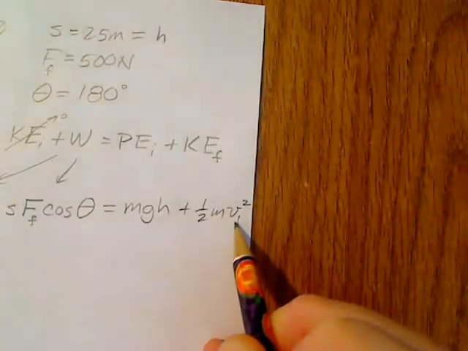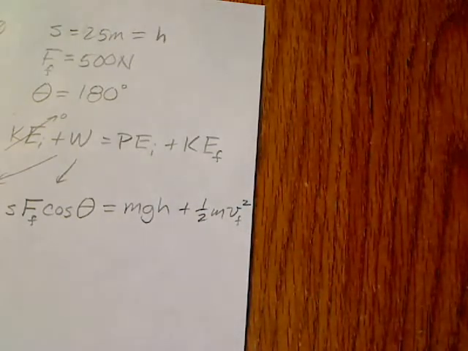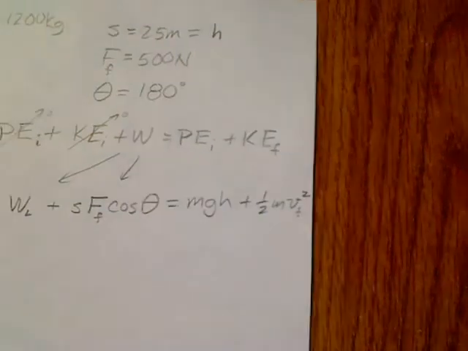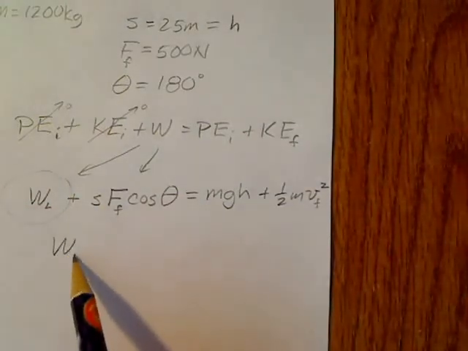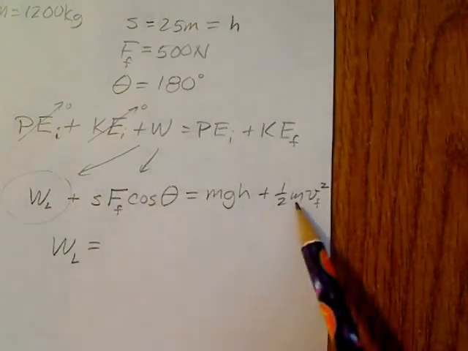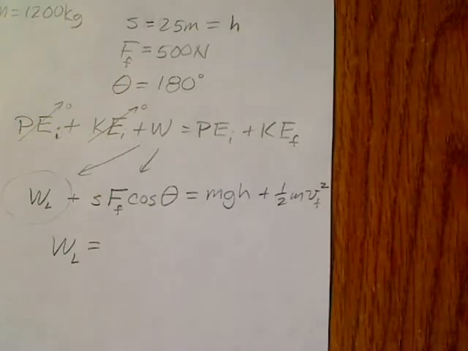Using 1/2 m v final squared for the kinetic energy will then allow us to solve for the work done by the lifting mechanism. So move this to the other side and then plug in all of your values to find the work done by the lifting mechanism in joules.